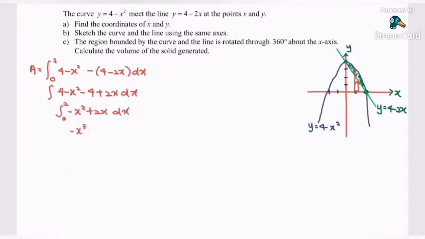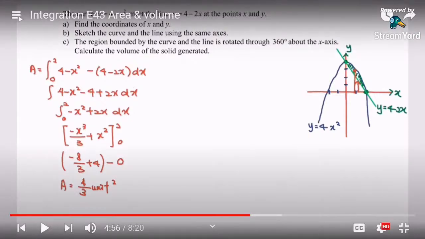Negative x cubed over 3 plus x squared, for the limit 2 and 0: negative 8 over 3 plus 4 minus 0. So finally, we have 4 over 3 unit square for the area of the situation. Boleh ikut? So, boleh ya. So, apa beza dia? Area dengan volume. So, sekarang saya akan teruskan dengan volume.